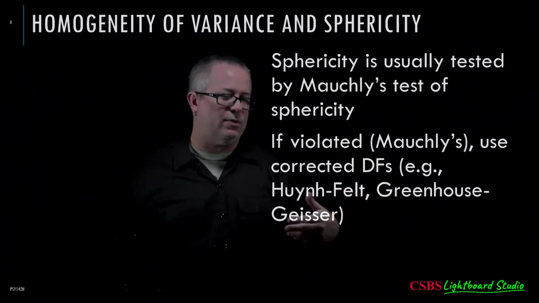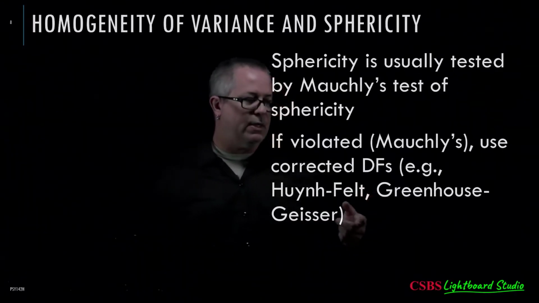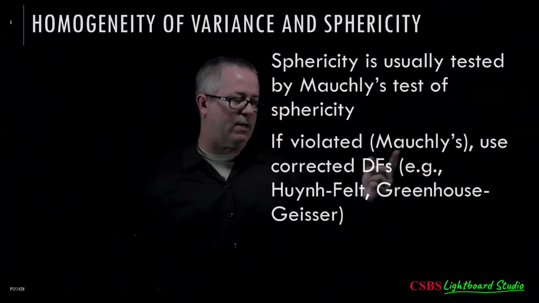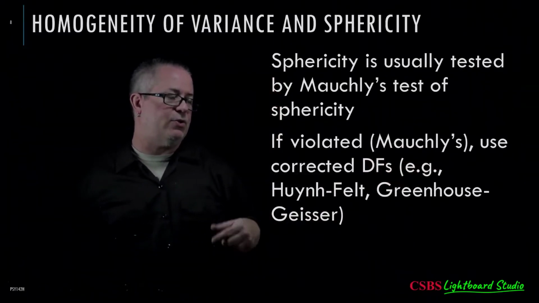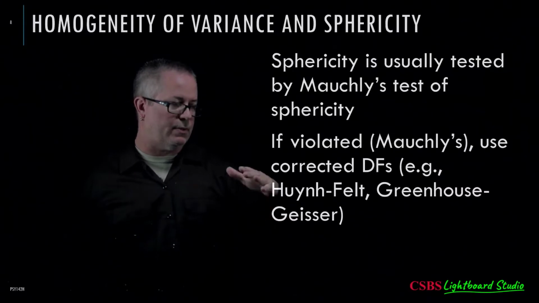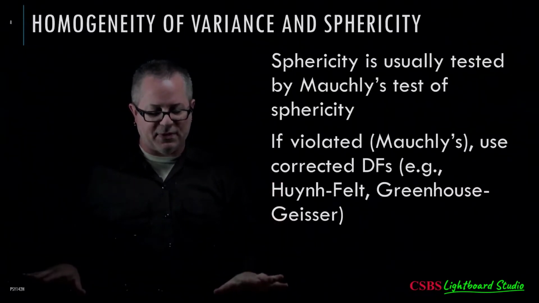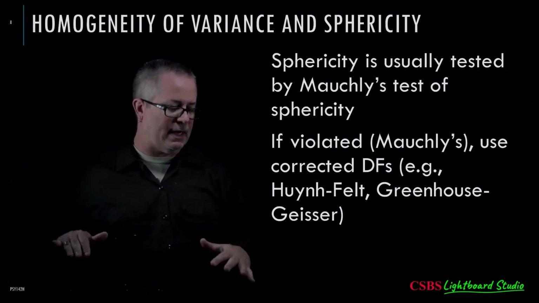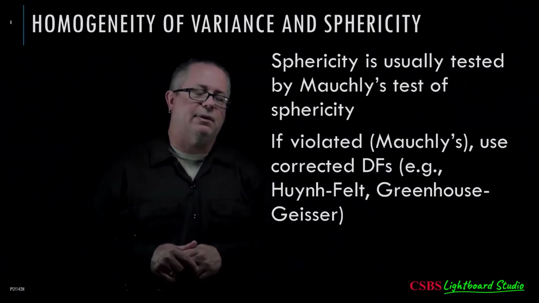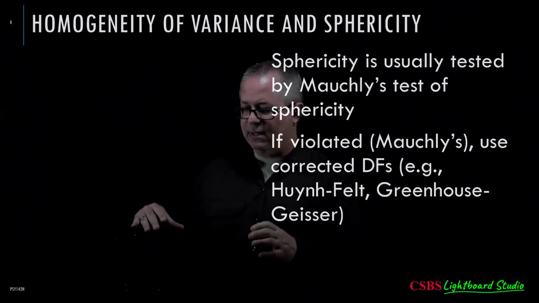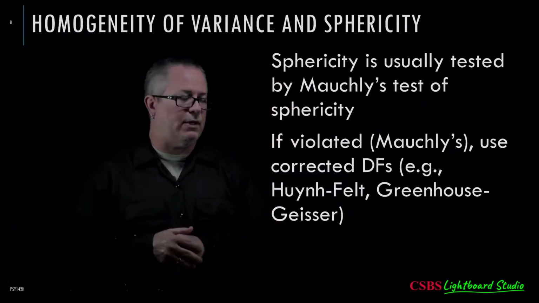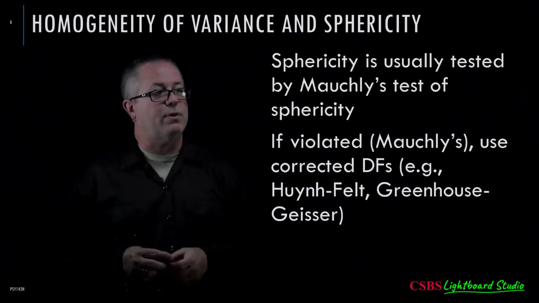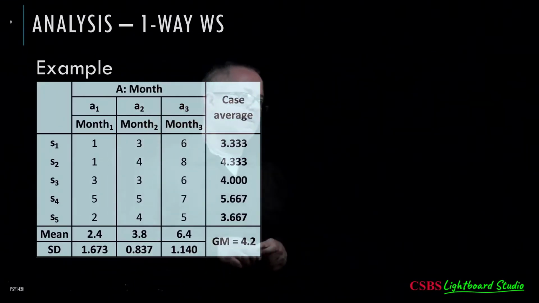Huynh-Feldt, Greenhouse-Geisser, and lower bound, though lower bound isn't in JAMOVI. What they do is take the amount of violation found by Mauchly's test and adjust the degrees of freedom downward. So you're assuming you have fewer degrees of freedom, which should make it harder to find significance. You're basically getting a handicap on the analysis. And if you're still able to reach significance with the test, that's supposed to be good, because you've overcome that violation.